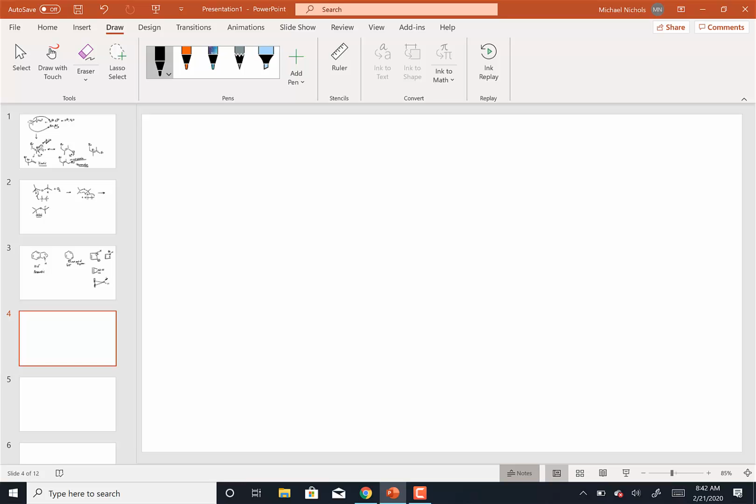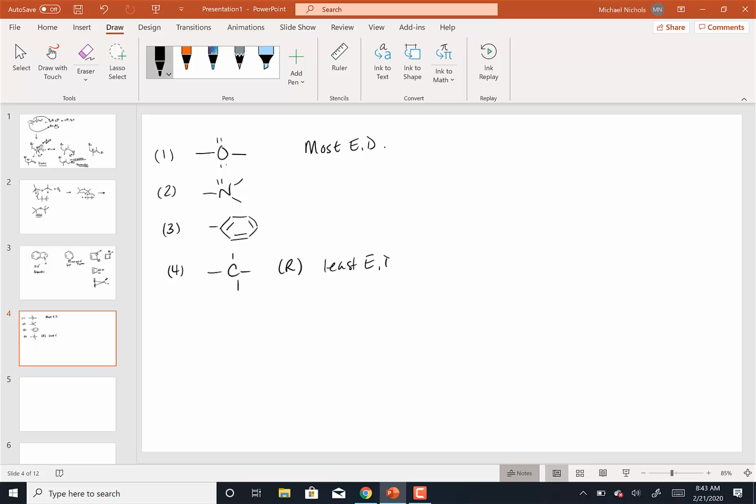So let's say number 1 group is an O group. Number 2 group is an N group. Okay, they both have lone pairs. Group 3 is going to be the benzene ring. So what I'm doing is I'm going from most electron donating down to number 4, which is just going to be a carbon group or an R group. So I've gone from most electron donating to least electron donating, but still electron donating.